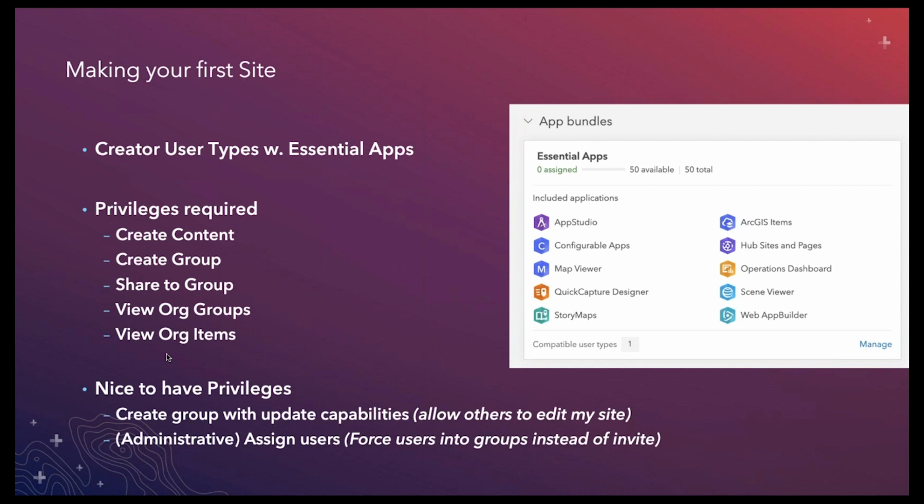You'll also need some privileges, including create content, create group, share to group, view org groups, and view org items. A couple nice to have privileges: if you need additional access, things like create group with update capabilities, which allows you to share editing rights to your site to other people in your organization, or administrative access if you want to have more control over being able to put people in groups as opposed to having them approve an invite. So if you want to set up a workflow where different groups are working at different parts of your Hub site, you'll want to have administrative access to control that access.